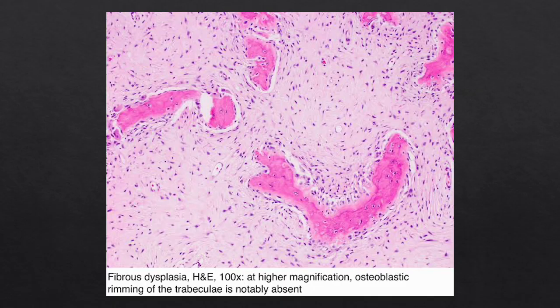So this is the curvilinear Chinese letter pattern histopathological feature, which is characteristically seen in fibrous dysplasia, and there is an absence of osteoblastic rimming around this. As you can see, in this eosinophilic area, there is no rimming of the osteoblasts seen around the eosinophilic areas.